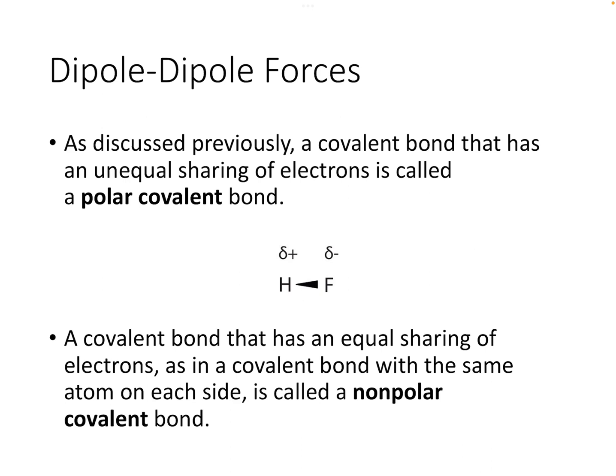we know that fluorine is more electronegative, so fluorine is going to like electrons more. What this does is this creates a partial negative charge on fluorine. And then we get a partial positive charge on hydrogen, which is less electronegative.